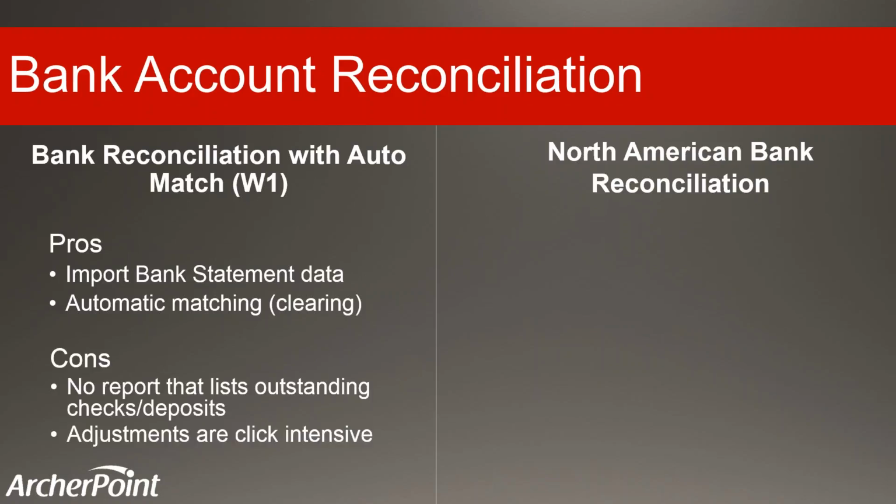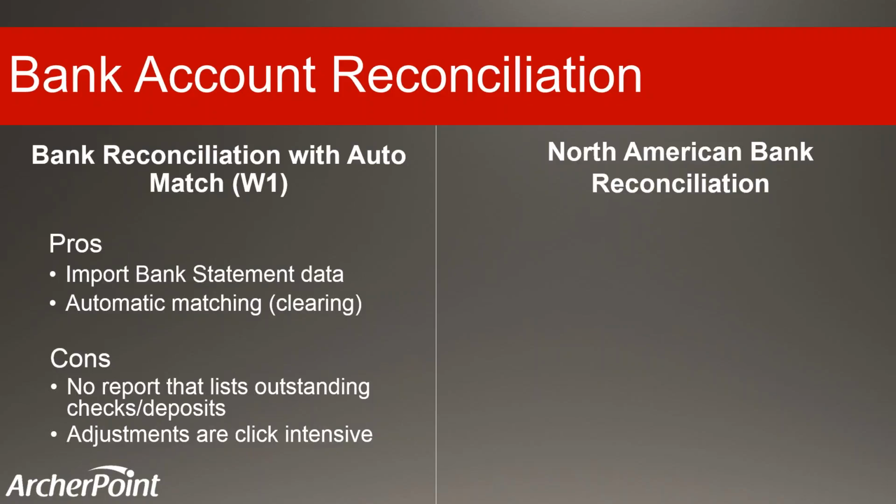All right, some of the drawbacks to our worldwide or bank reconciliation with Automatch option. Unfortunately, there is no report for this reconciliation option that will list outstanding checks or deposits for the period. And for those of us in North America, that's a pretty strong con, right? It's something we typically require both internally as well as auditing, for example. That is usually something that the auditors will ask for. So we'll see when we do our demonstration. Unfortunately, there is no report for this that displays that information.